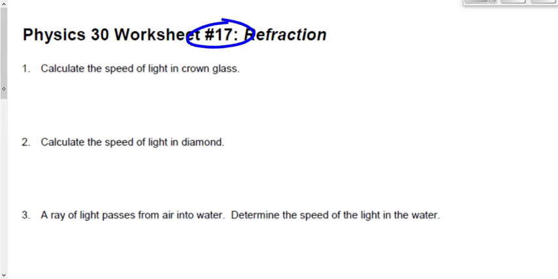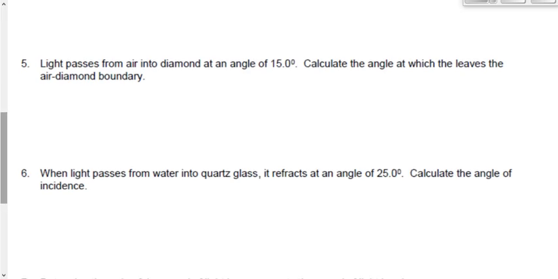Take a look at worksheet number 16, questions 5, 6, and 8. Starting with number 5, it says light passes from air into a diamond at an angle of 15.0 degrees. What's the angle at which it leaves the air-diamond boundary? Draw a picture here. This is our boundary.